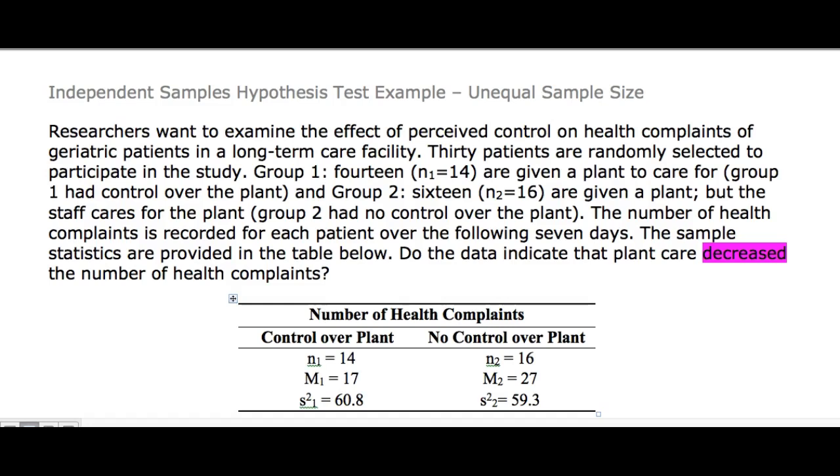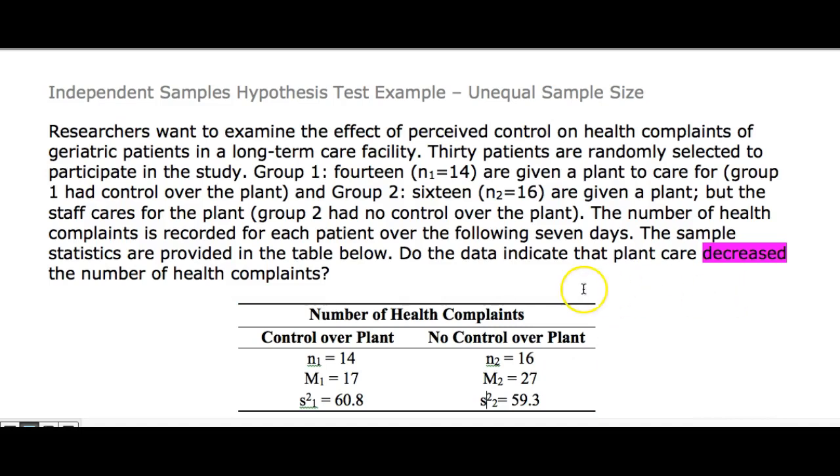So this is an independent samples test, and the way we know that is because we have two separate, distinct, and independent groups, right? So we have Group 1 that had control over the plant, and Group 2 that had no control over the plant. So these are independent samples.